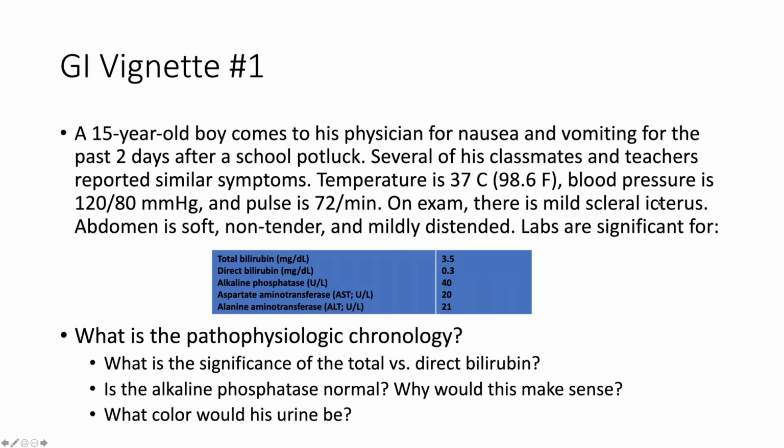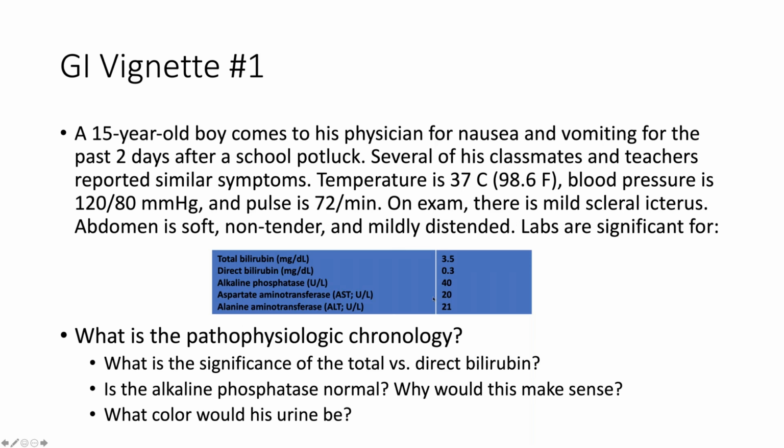Scleral icterus, so he's got jaundice. So you might be thinking hepatitis. I probably would have been thinking hepatitis. And the abdomen is soft, non-tender, and mildly distended. So pretty non-specific. Soft, non-tender tells you it's not peritoneal signs, we weren't really thinking that. And mildly distended, probably just because of his nausea. I don't know. That's not specific.